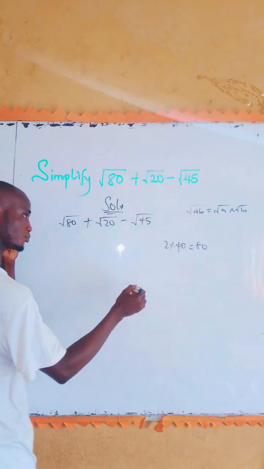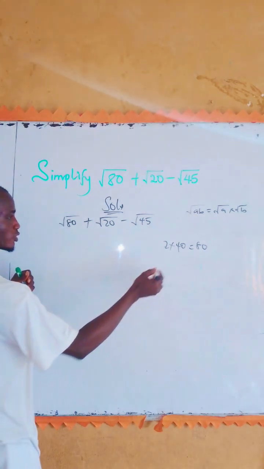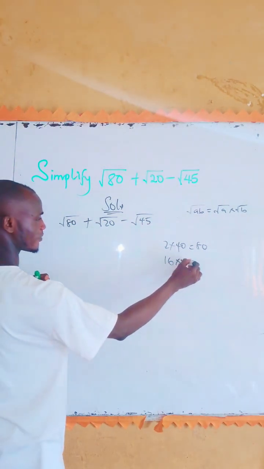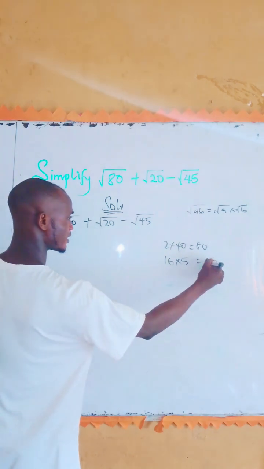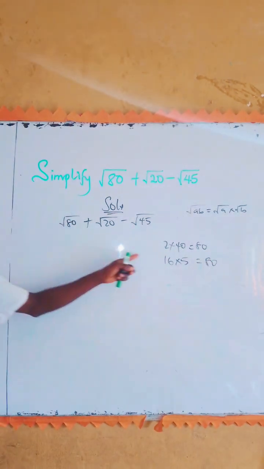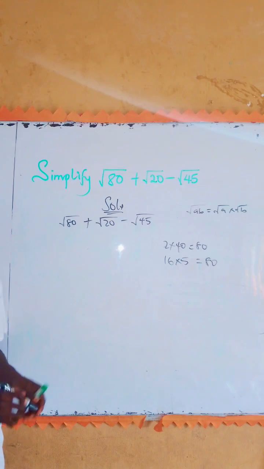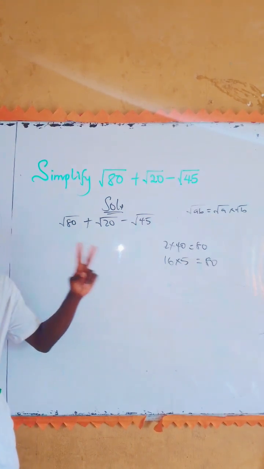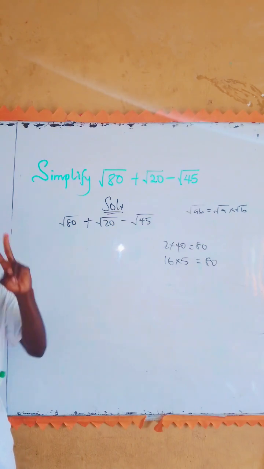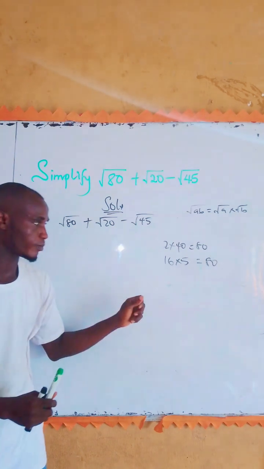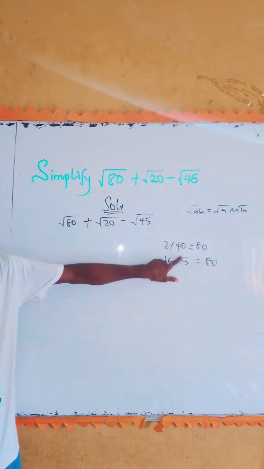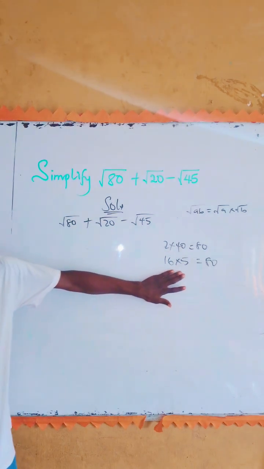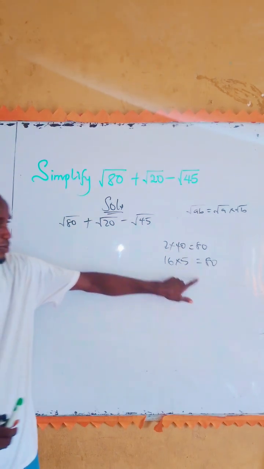We can also say 16 times 5 is 80. Which of these is the correct pair to use? Remember, when you are simplifying a surd and you want to split the square root into two, one of these is going to be a perfect square. Since neither 2 nor 40 is a perfect square, we are going to go with the second option. 16 times 5 is 80.